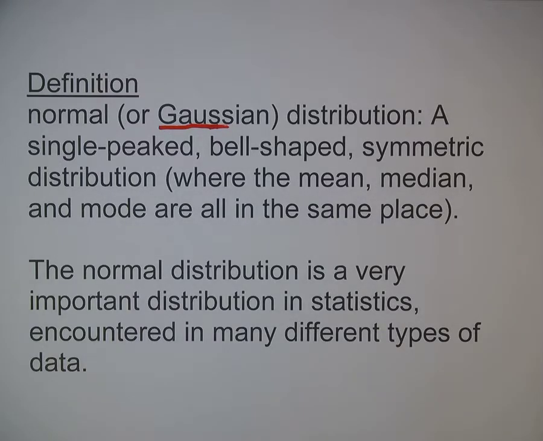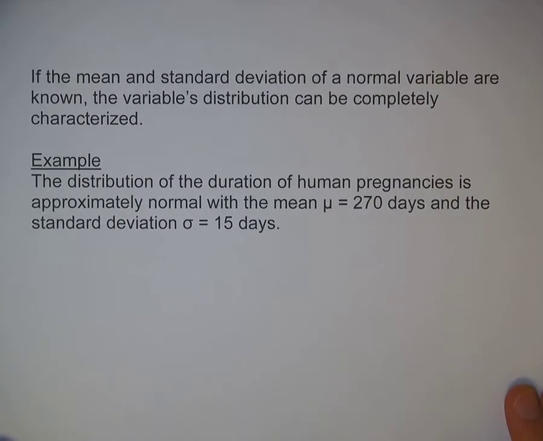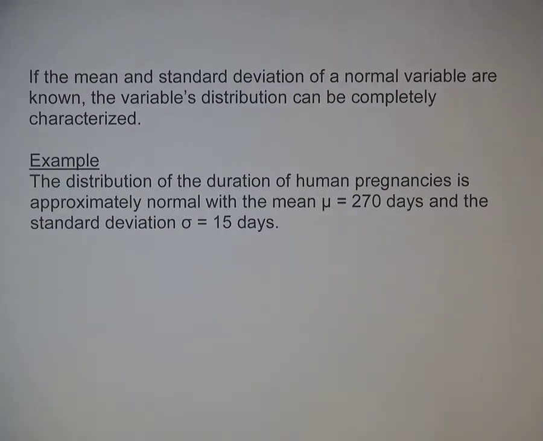A normal distribution is a single-peaked, bell-shaped, symmetric distribution where the mean, median, and mode are all in the same place. The normal distribution is a very important distribution in statistics, encountered in many different types of data. Now, if the mean and standard deviation of a normal variable are known, the variable's distribution can be completely characterized.